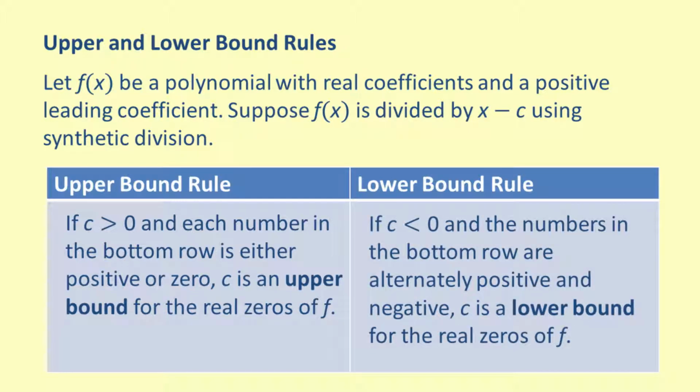If c is less than 0 and the numbers in the bottom row are alternately positive and negative, c is a lower bound for the real zeros of f. In this case, 0 entries can count as either positive or negative.